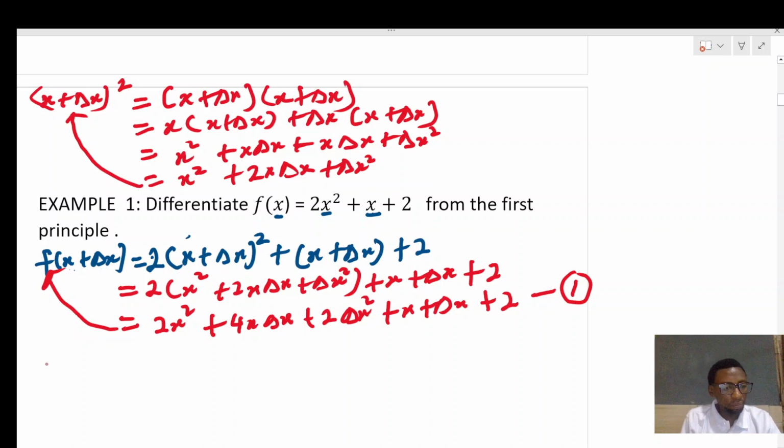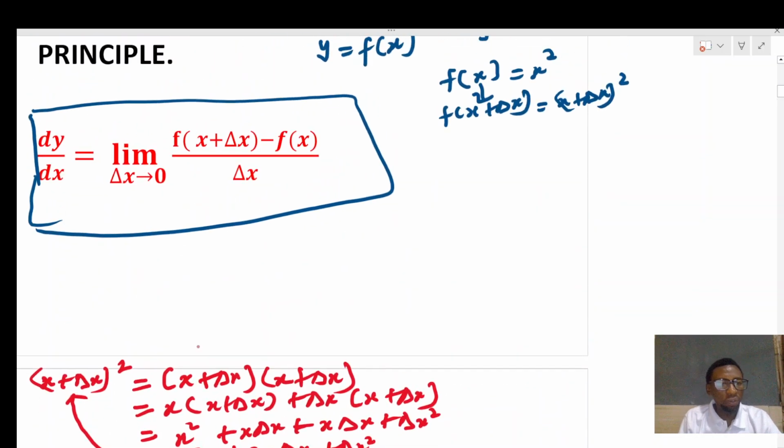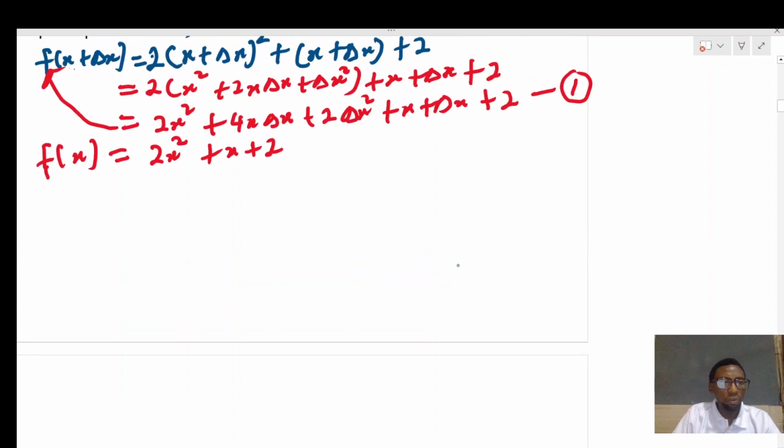Then don't forget that our f of x was also given as 2x squared plus x plus 2. So I'll go and use the formula now. What is the formula? You can see it on the screen. dy/dx is equal to the limit as delta x tends to 0 of f of x plus delta x minus f of x, over delta x. Let's recall the formula.